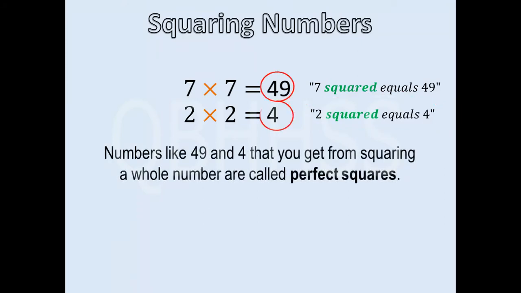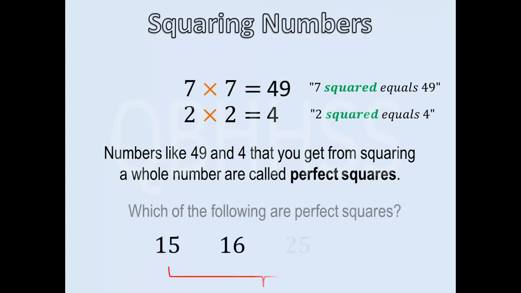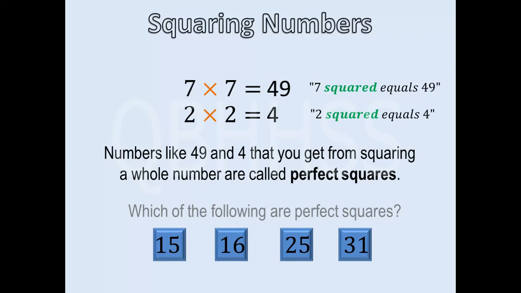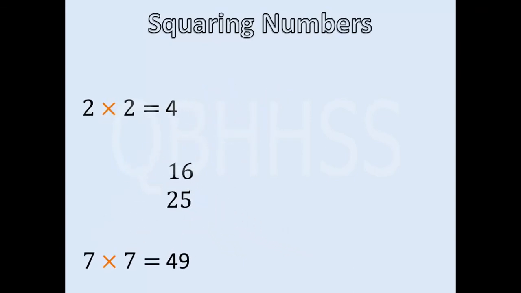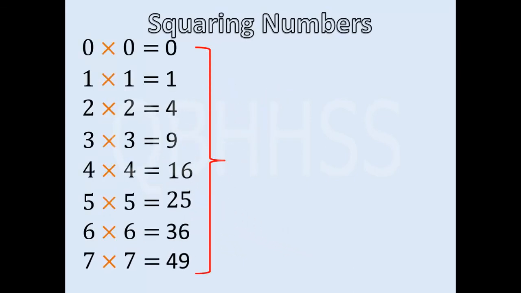Now, numbers like 49 and 4 that you get from squaring whole numbers are called perfect squares. Now just take a look at these 4 numbers down here and identify which of these are also perfect squares. 16 and 25. That's right. 16 equals 4 squared and 5 times 5 equals 25. Here is a list of the first few perfect squares from 0 to 49.